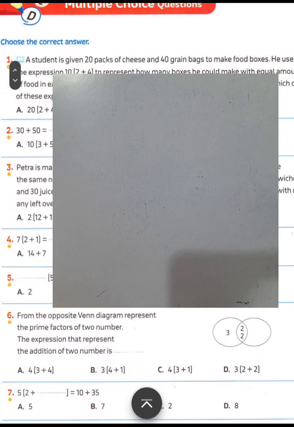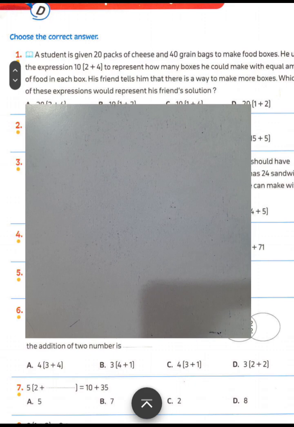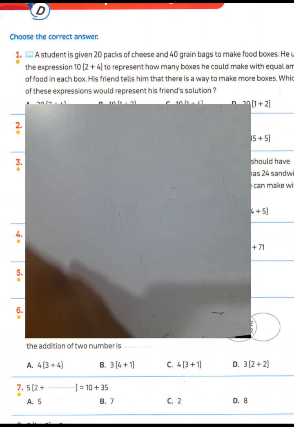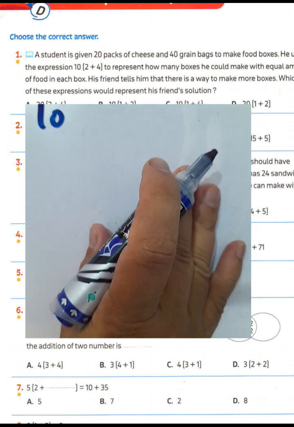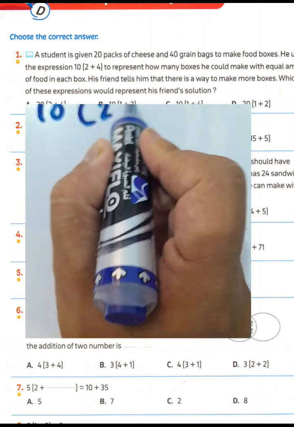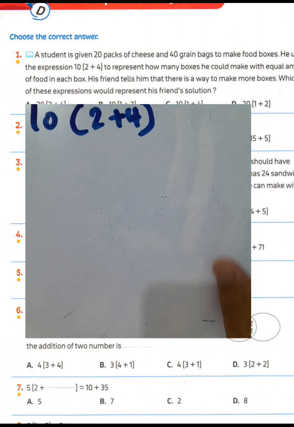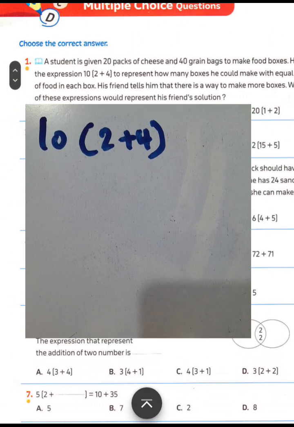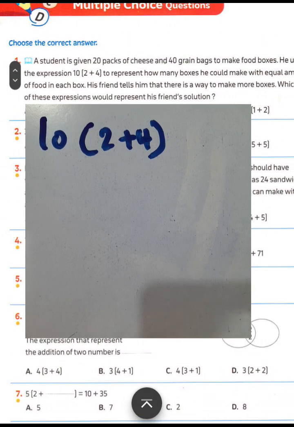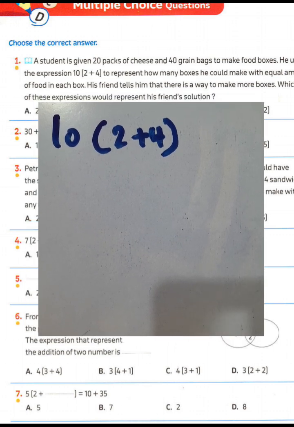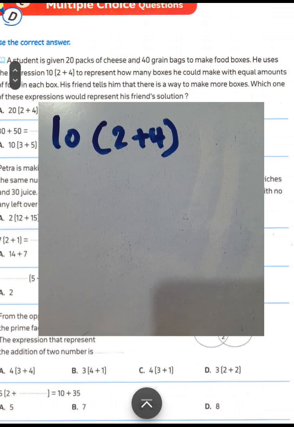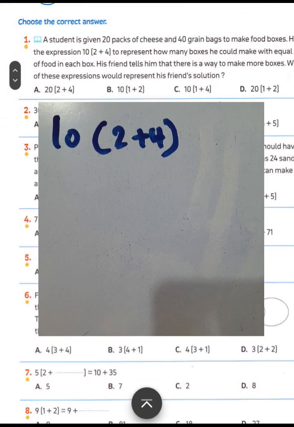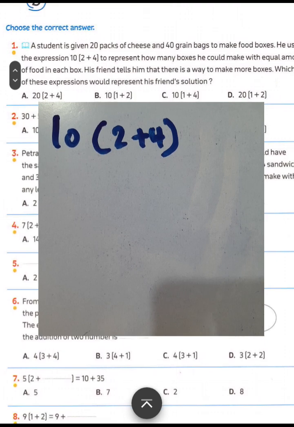He uses the expression 10 times (2 plus 4) in brackets to represent how many boxes he could make with equal amounts of food in each box. His friend tells him that there is a way to make more boxes. Which one of the expressions would represent his friend's solution?